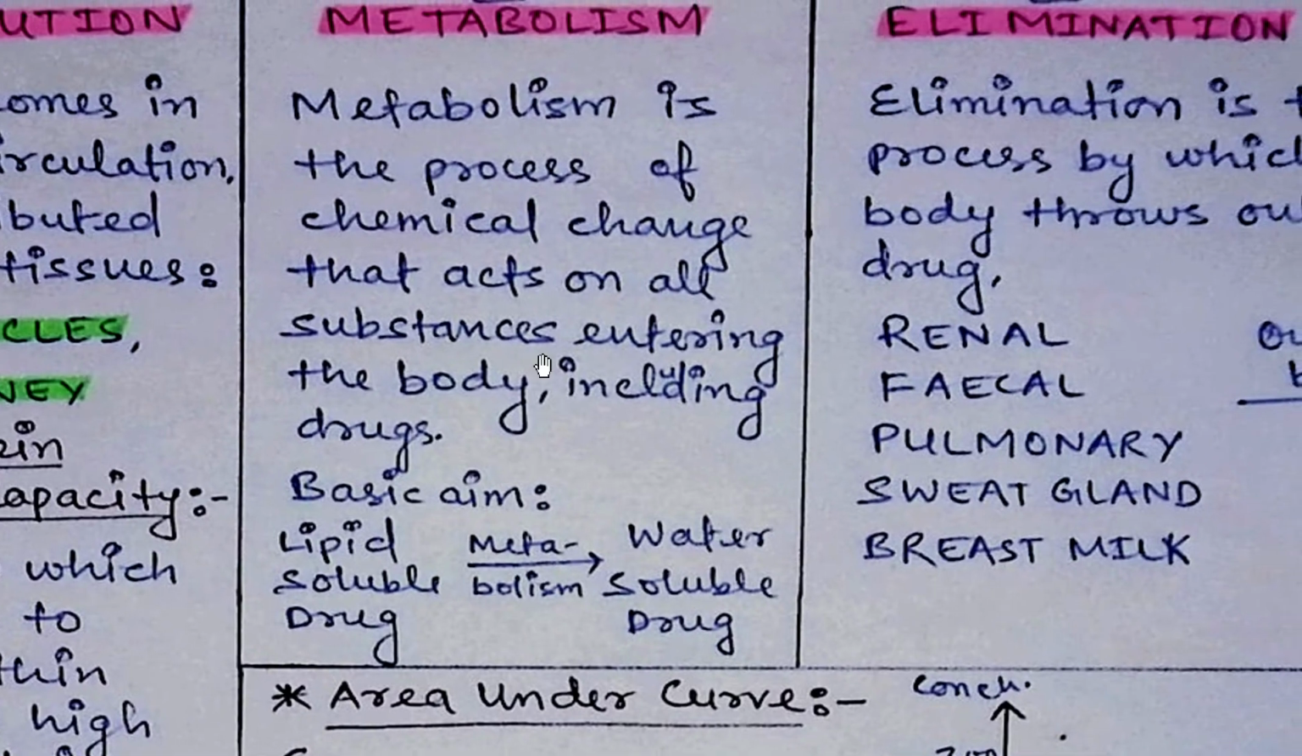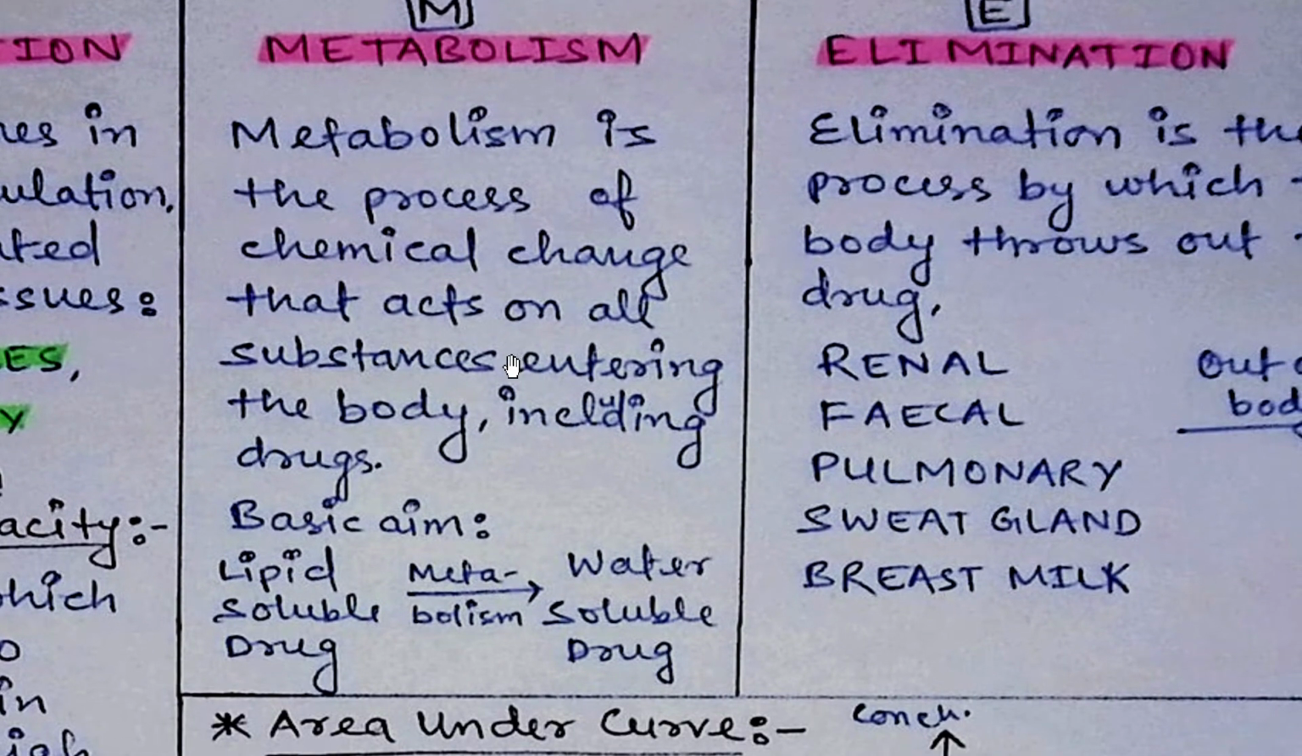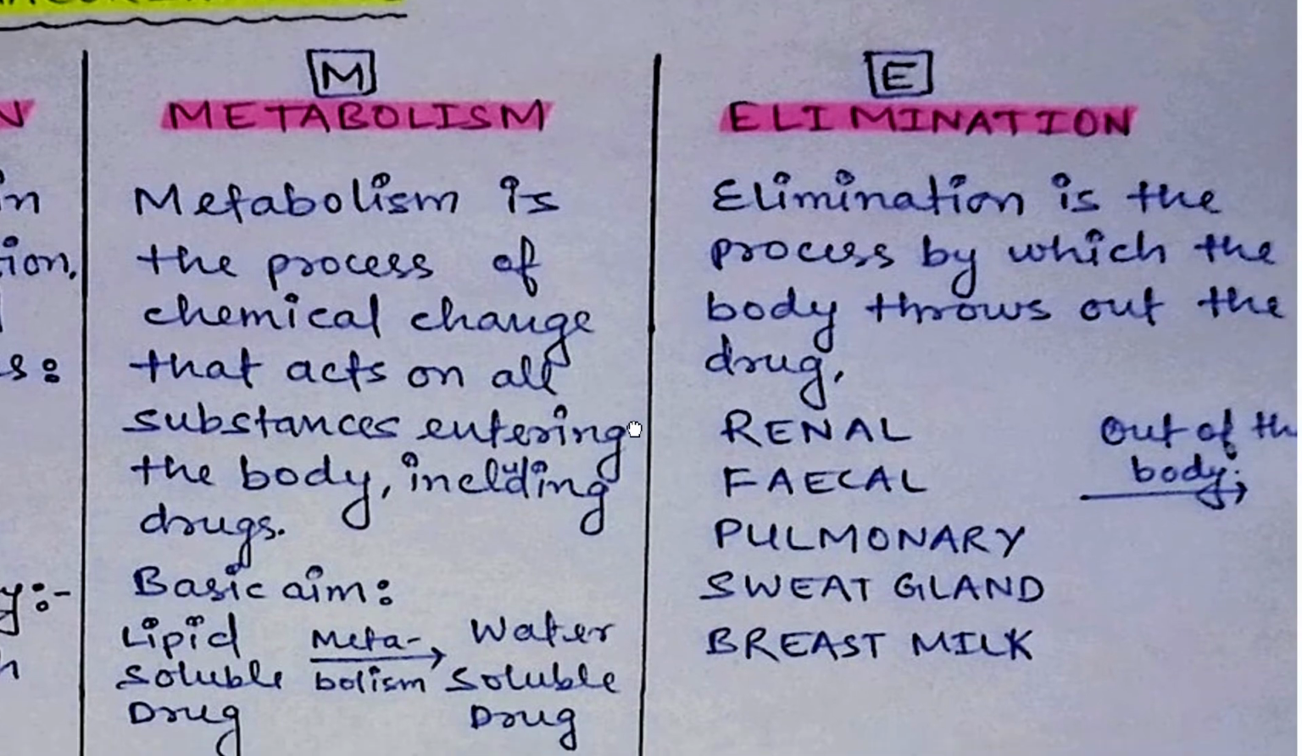Okay, now understand what is metabolism. Metabolism is the process of chemical change that acts on all substances entering the body, including drugs. The basic aim of metabolism is to make the lipid soluble drug into a water soluble drug so that it can be easily eliminated. Okay, now understand what is elimination.